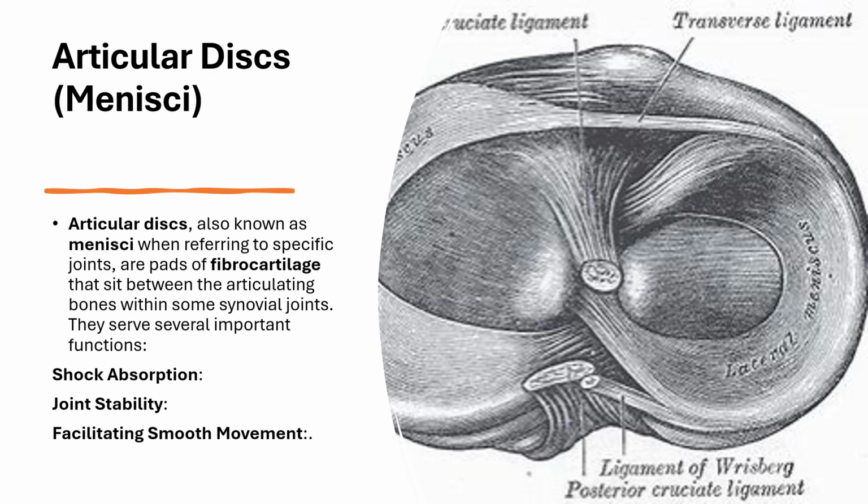They facilitate smooth movement. So the presence of an articular disc helps in reducing wear and tear by ensuring smooth movements between bones. Now in the TMJ, which is found within the jaw, the articular disc helps the jaw move smoothly during chewing and speaking.